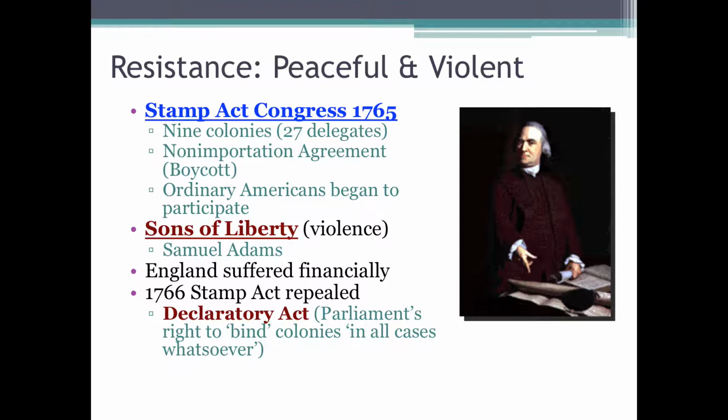Kind of warning the colonists, okay, this time you won, but you're not going to win all the time. We are going to tax you no matter what. That's the Declaratory Act. But they do take away the Stamp Act. But I want to tell you a little story too.